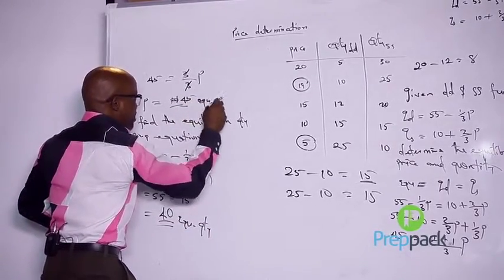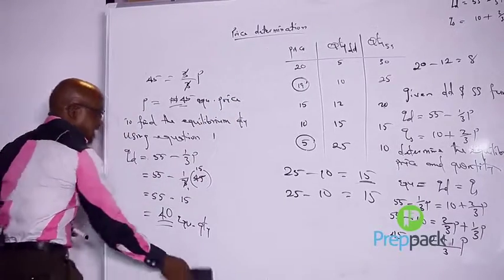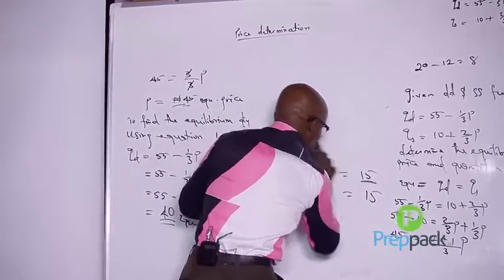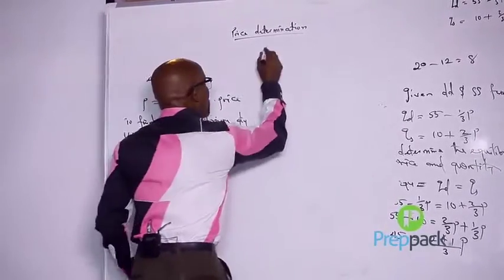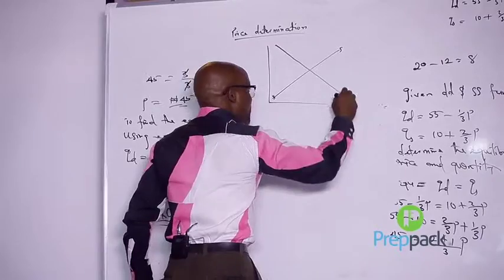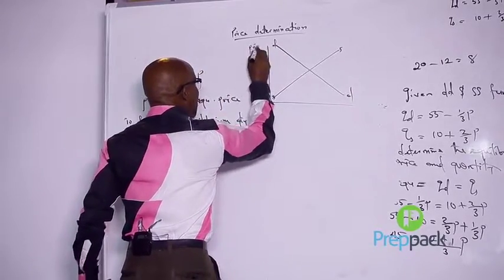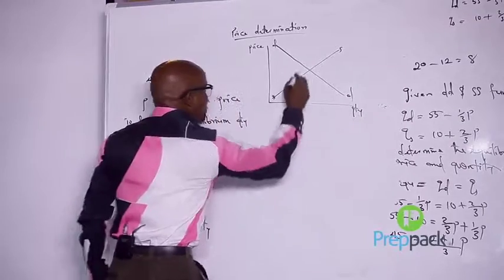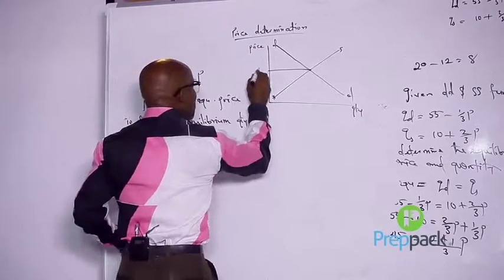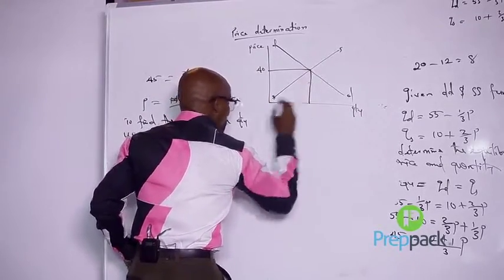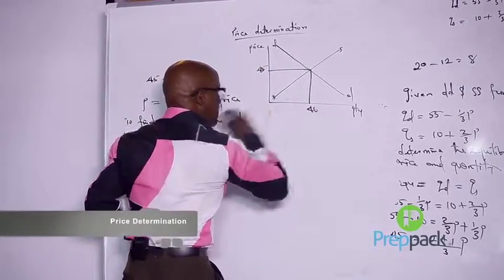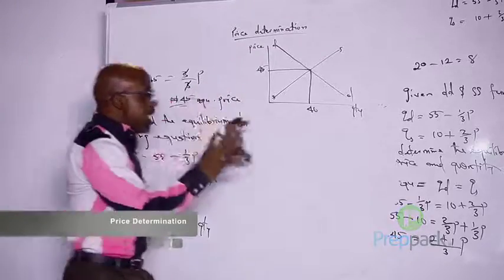If you want to explain this in a simple diagram, you bring it down this way. This is your supply curve. This again is your demand curve. Here is the side of your price, and this is the side of your quantity. Therefore, this is the equilibrium point. This is the equilibrium price of 45 naira, and this is the equilibrium quantity of 40. So that's the diagram.